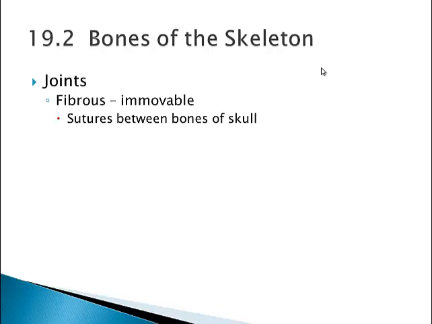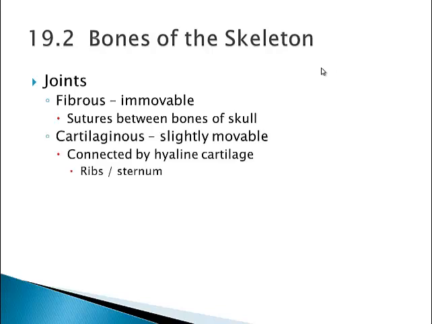Now we'll move into joints. Joints are divided into different types according to their movability and flexibility. The first type are fibrous or immovable joints. Immovable joints are going to include the sutures between the bones of the skull, where those bones have fused during development. Second type are cartilaginous joints.